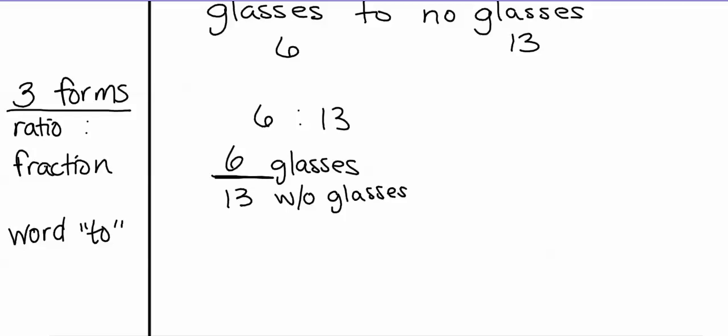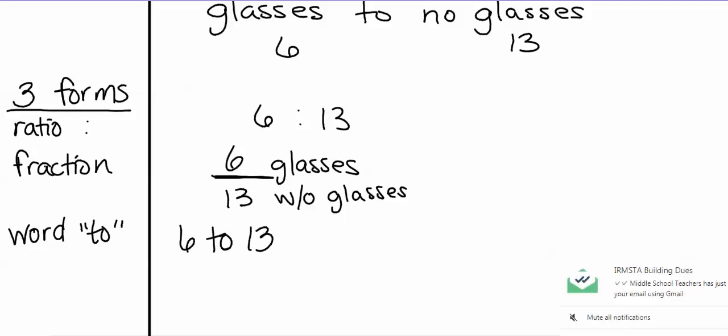The kids are looking at me like, really? That's it? Yes, that's it. 6 to 13. Okay? Any questions on how to write ratios in 3 forms? It's pretty straightforward, okay? I'm going to have to mute the conversation. All right, so we have 6 to 13, and that's that.